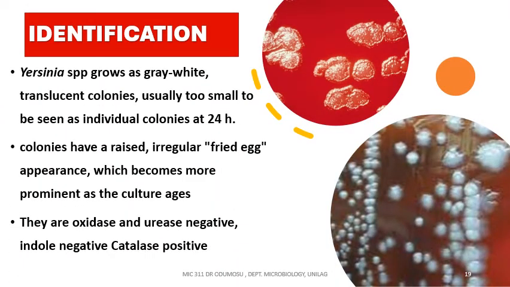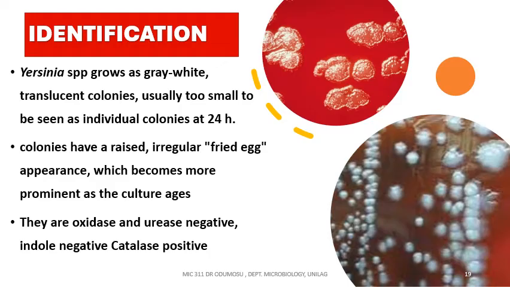Then Yersinia can easily be spotted with its unique characteristics. Yersinia grows as a gray-white translucent colony, usually too small to be seen. Individual colonies can be so small after 24 hours, so the colonies have to be allowed to grow a little bit longer, where they can have more prominent features that show the fried egg appearance.